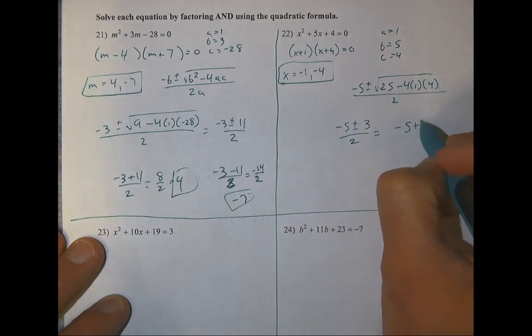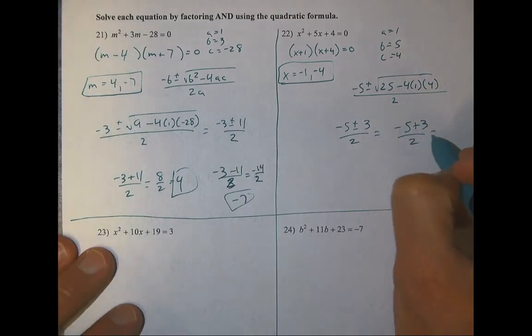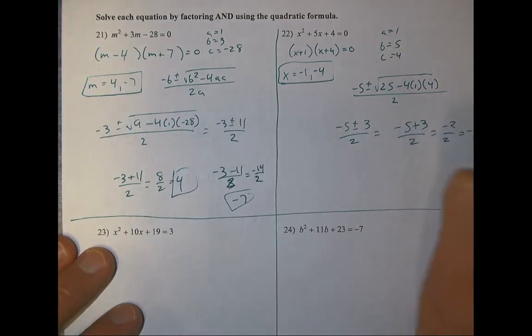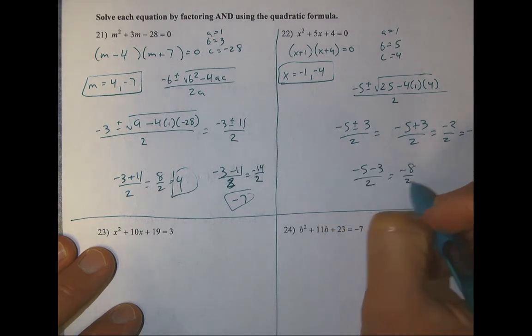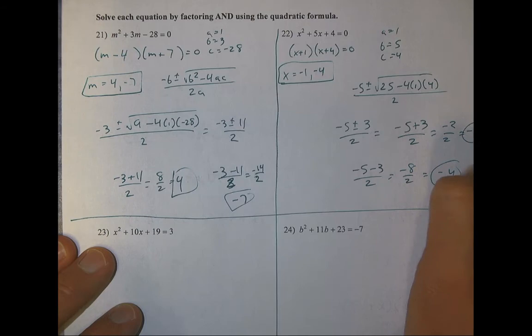So negative 5 plus 3 over 2, that's negative 2 over 2, that's negative 1. Negative 5 minus 3 over 2, that's negative 8 over 2, which is negative 4. So it matches.